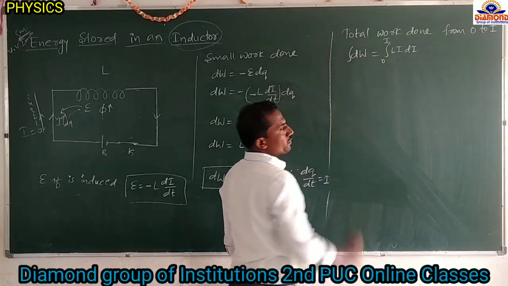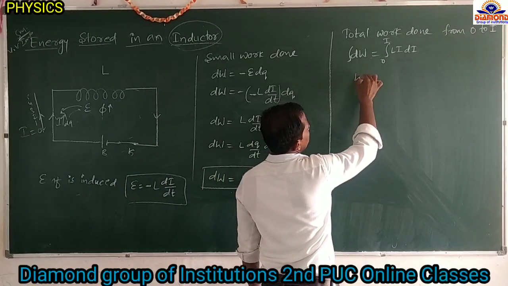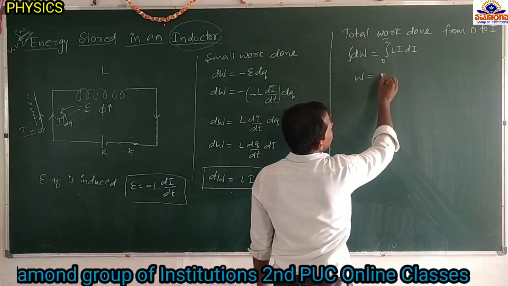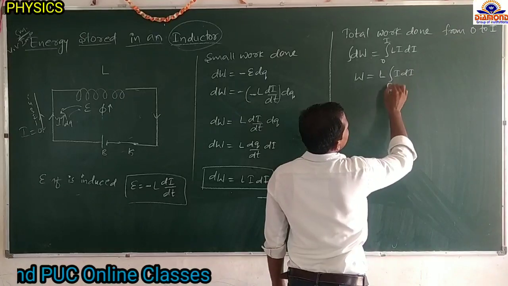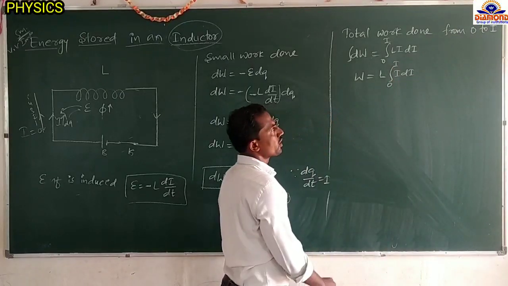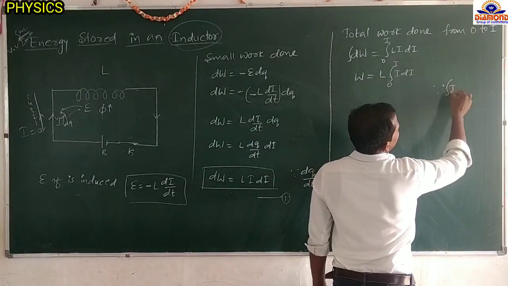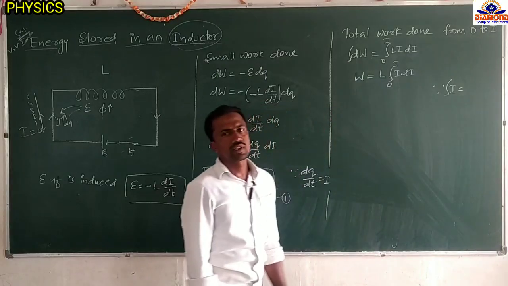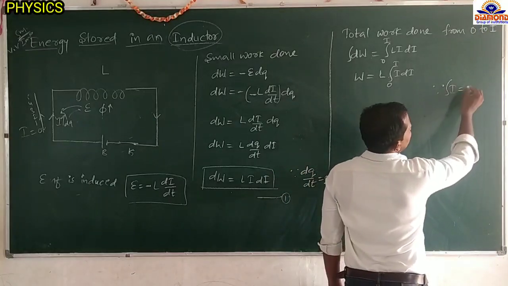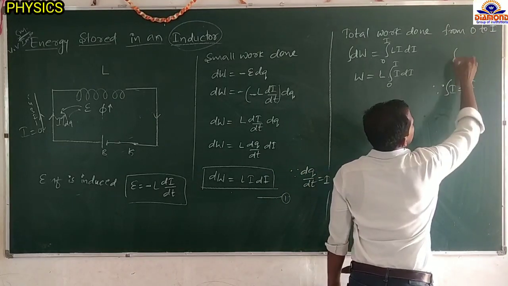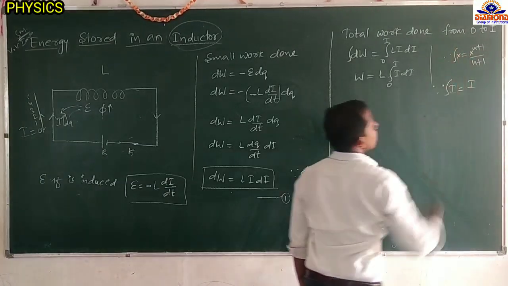Integration of dw. What is the value of integration of dw? It is W. Take L outside. Then inside the integration is i di. The limit is 0 to I. What is the formula of integration of i? For example, for x, the integration of x^n is x^(n+1) by n+1. This is the formula of integration.